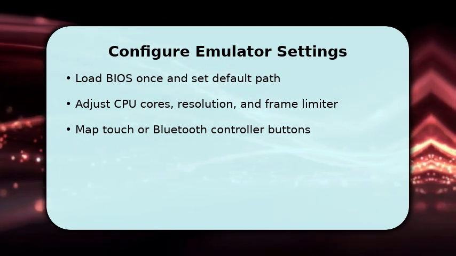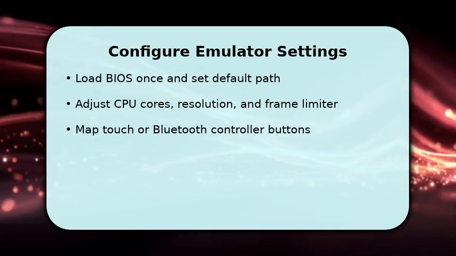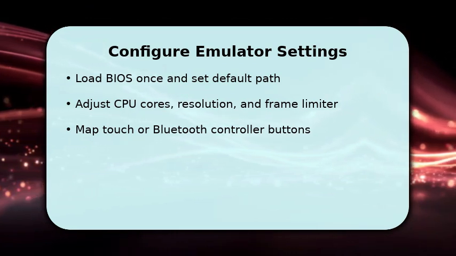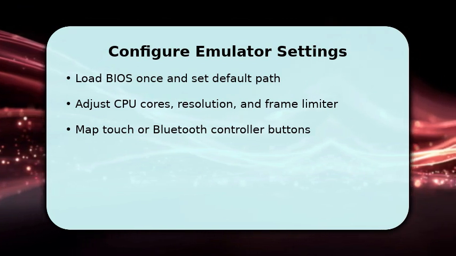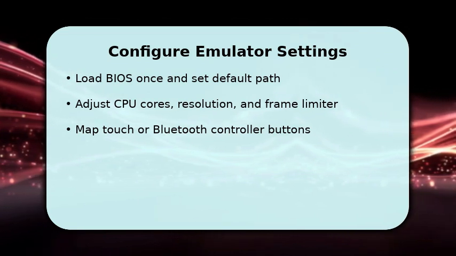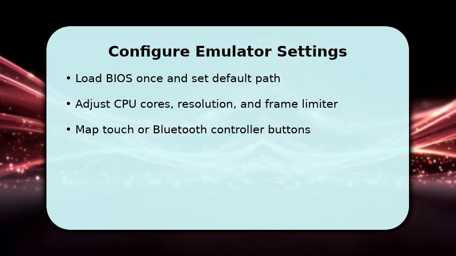Next, tweak performance. Select appropriate CPU cores, set internal resolution to balance quality versus speed, and enable the frame limiter to avoid stutters. You should also map controls, either on-screen touch or a paired Bluetooth controller, so inputs feel responsive. These steps are crucial because they directly affect compatibility and game performance.